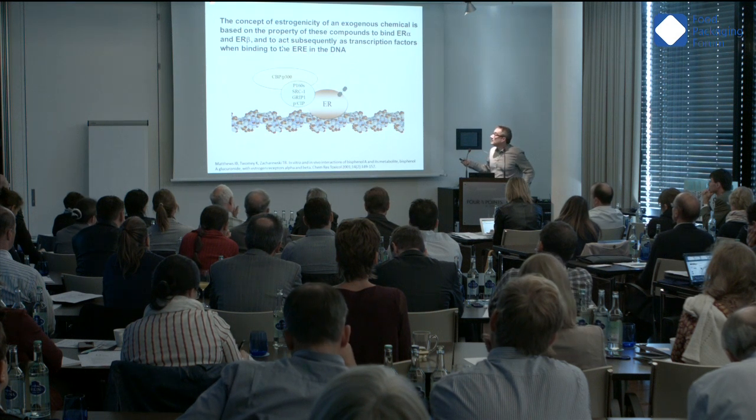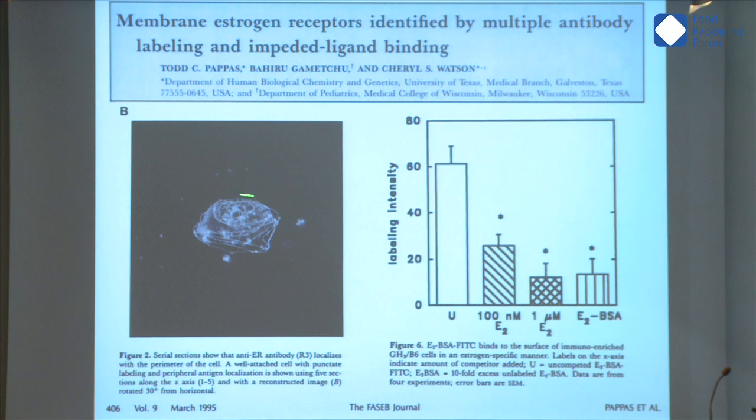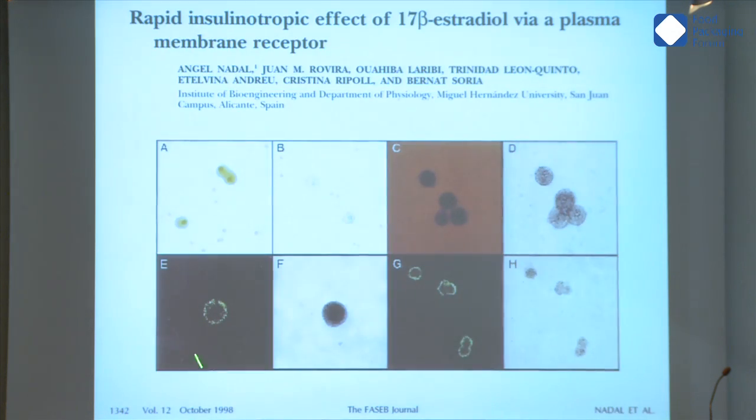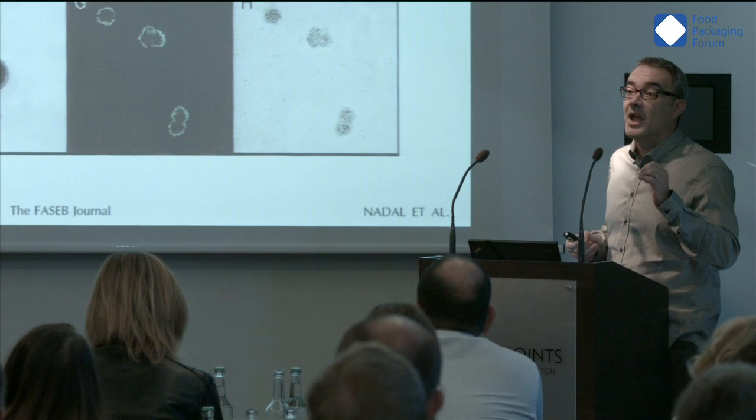So we know now that estrogens not only act by binding at ER alpha, going to the nucleus, acting as transcription factors, and binding to an ERE. The scenario is much more complex, and we know that for sure now, and I'm going to show some examples. This is a paper that was published by the group of Cheryl Watson like 20 years ago. They demonstrated that ER alpha was located at the membrane and could bind estrogens there. Already in 1998, we demonstrated that estrogen plasma membrane receptors were able to signal from the membrane and to produce physiological effects, such as the release of insulin at physiological concentrations of estradiol, 100 picomolar, 1 nanomolar.